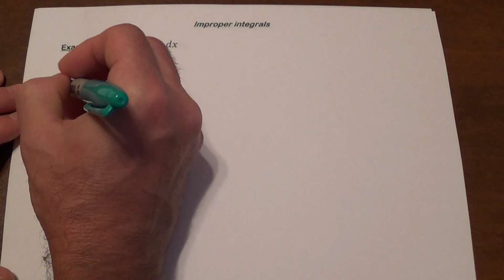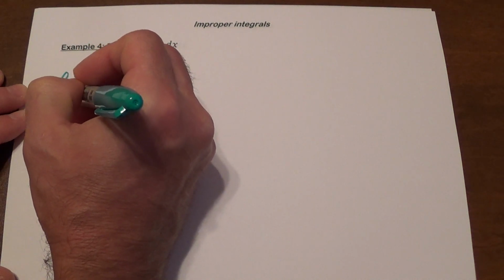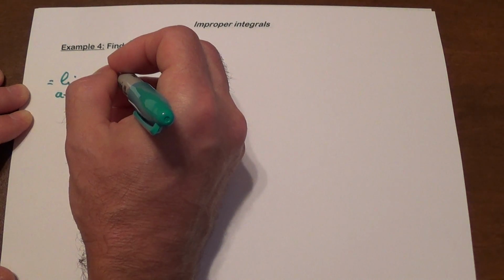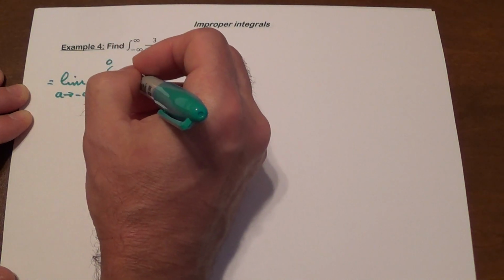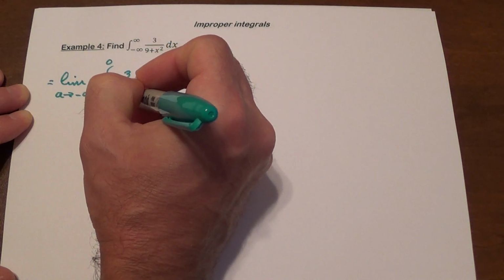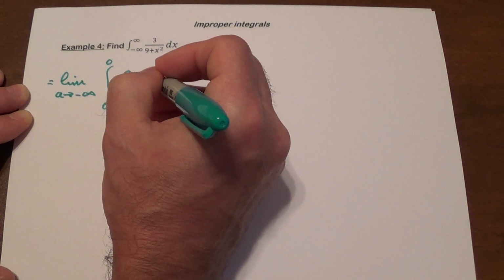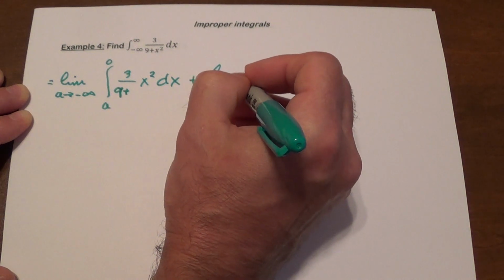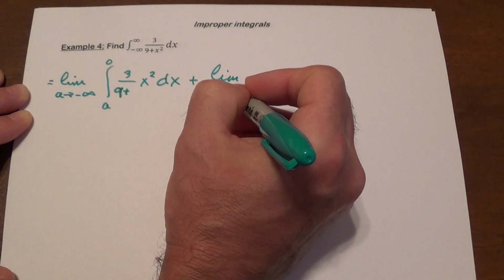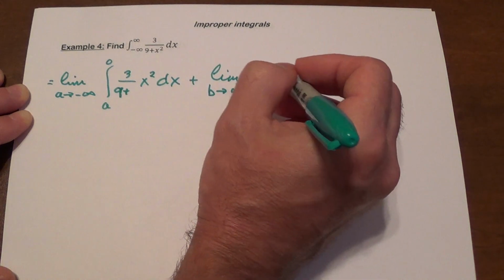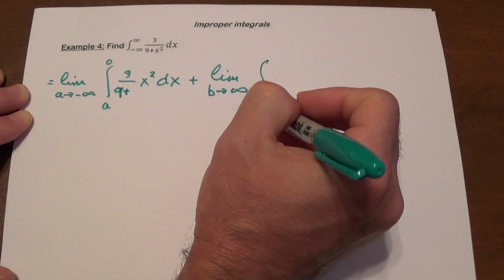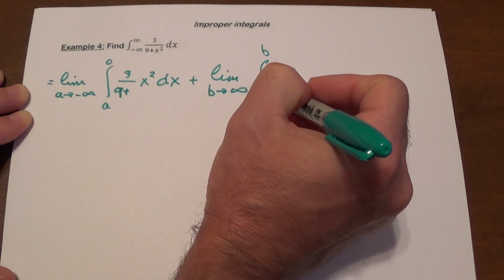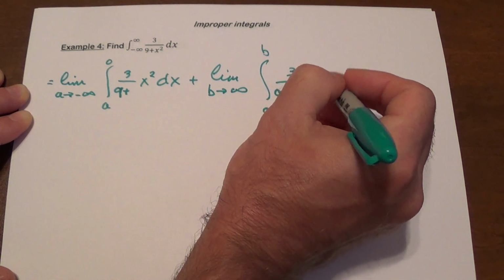So what we're going to have here is the limit as a approaches negative infinity of the integral from a to 0 of 3 over 9 plus x squared dx, plus another limit where some value b approaches positive infinity, of the integral from 0 to b of 3 over 9 plus x squared dx.